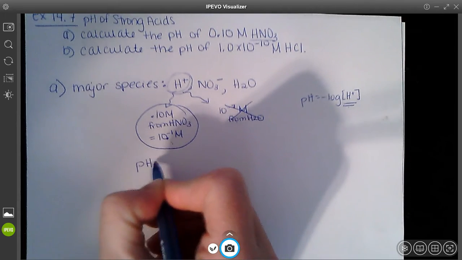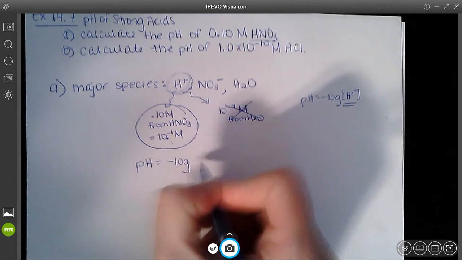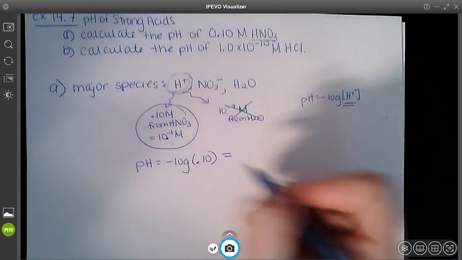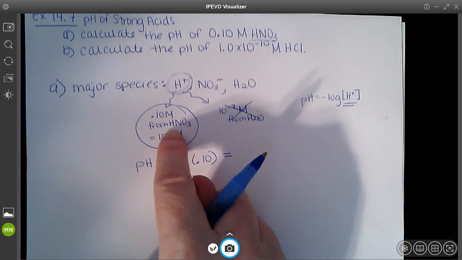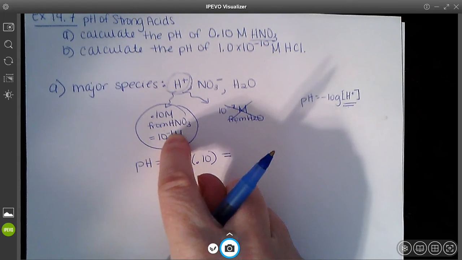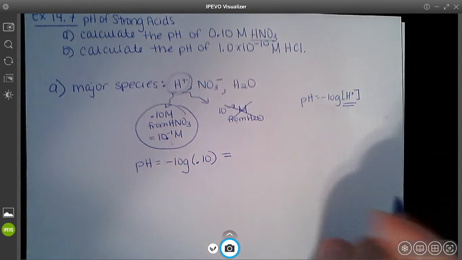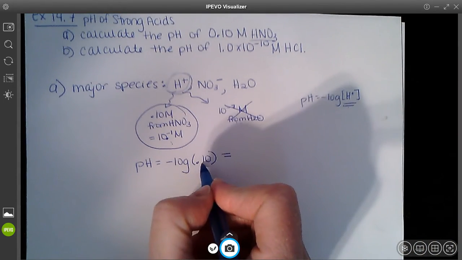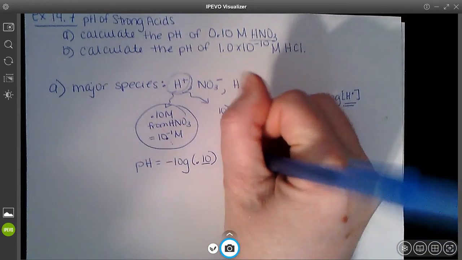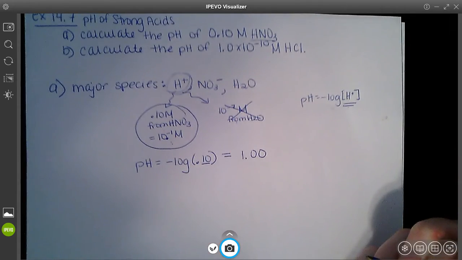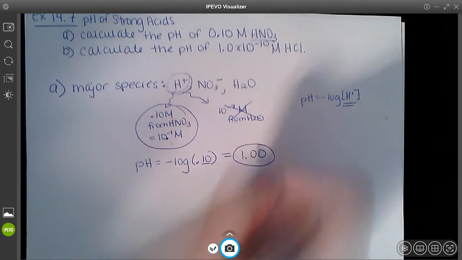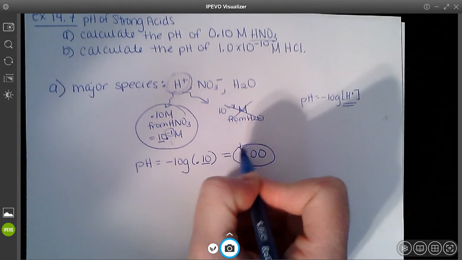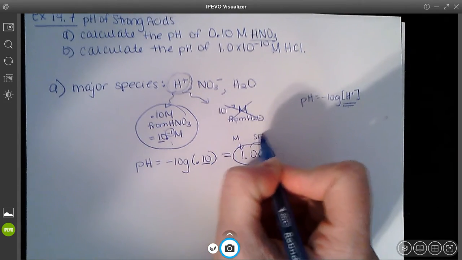So our pH is therefore going to be negative log of 0.10. We know that this is 10 to the negative 1, so that 1 is going to be your answer, because the log is how many tens, all that whole thing. You can go back, logs are explained. This tells us how many sig figs, so our pH is going to be 1.00. Okay. So I've got my sig figs here. This is our magnitude. These are your sig figs.